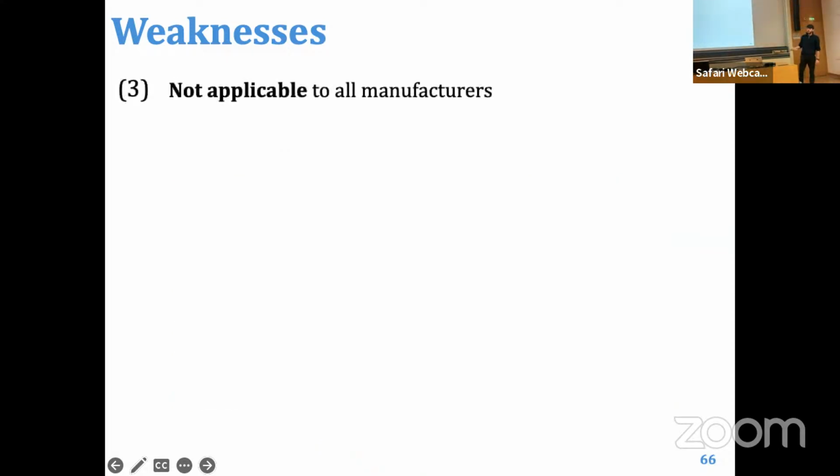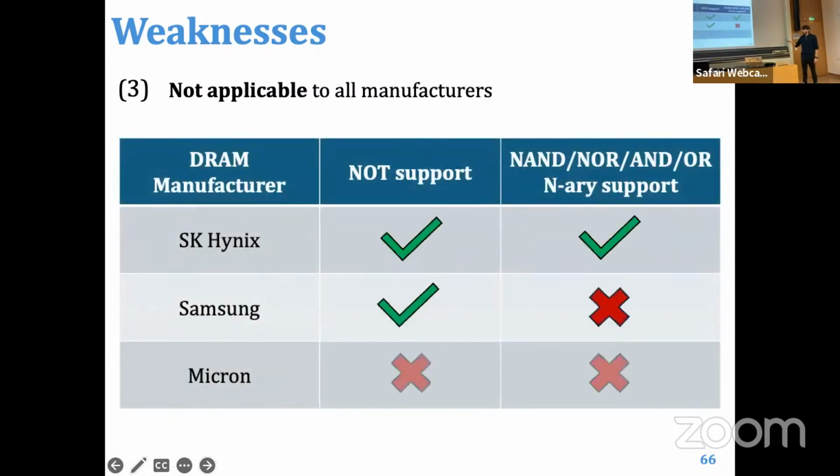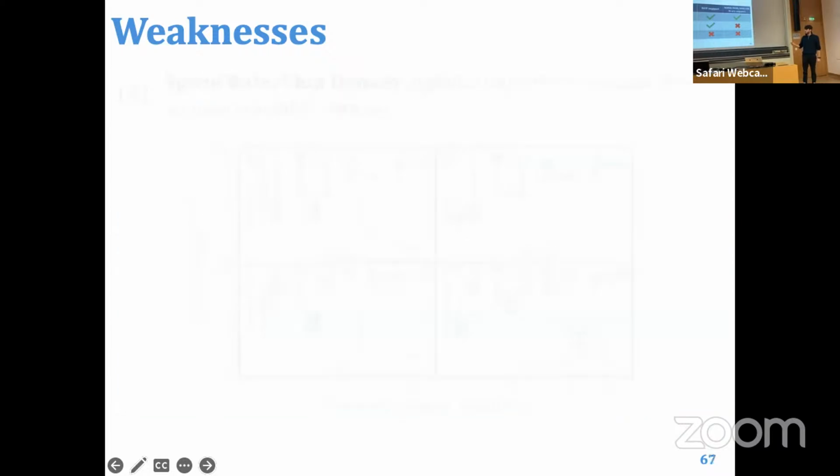And then it's not applicable to all manufacturers. They gave an explanation, a hypothesis to be exact, for why, but it's not applicable to Samsung and Micron manufacturers. But I mean, this is a strength and a weakness because it was mentioned in the paper. It was mentioned that for these manufacturers, we cannot make it work. And we tested it and it's not possible. So it's a strength and a weakness.